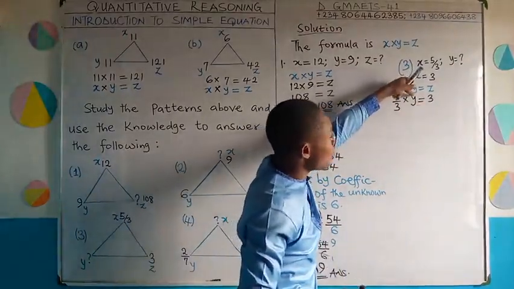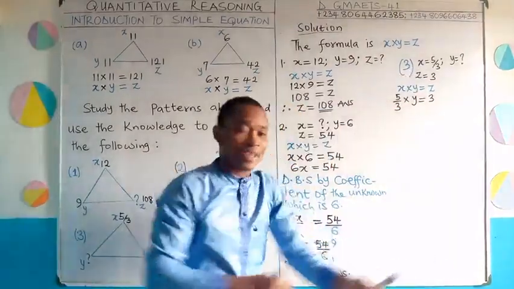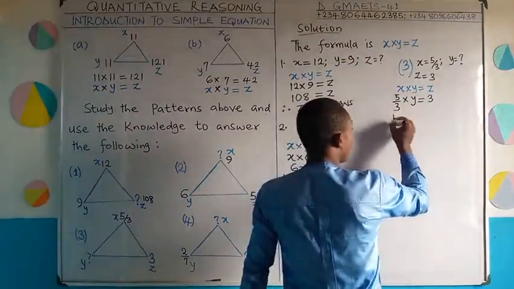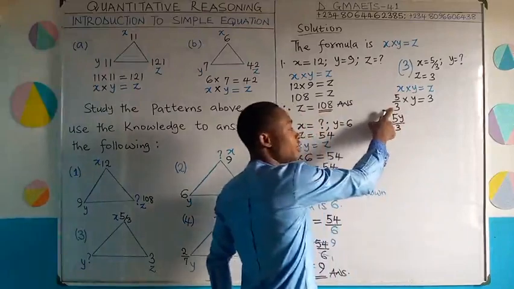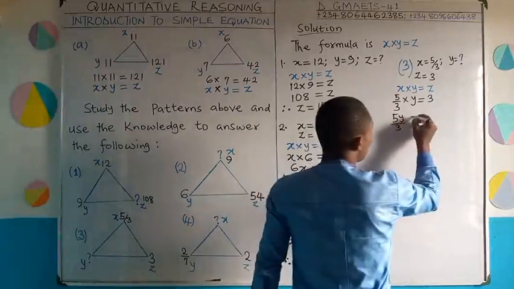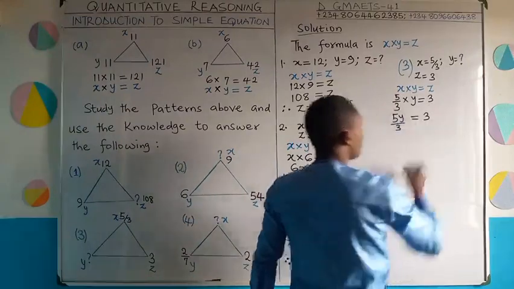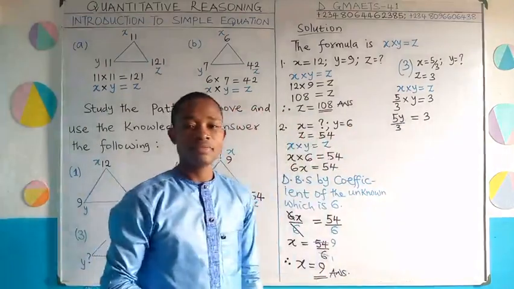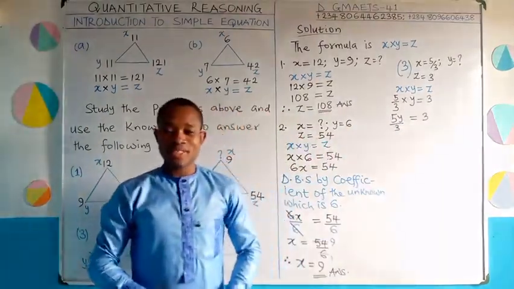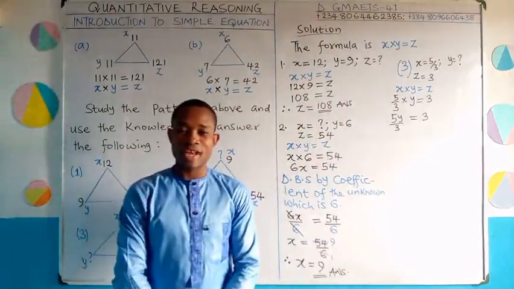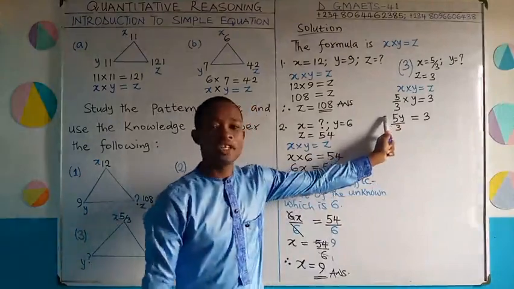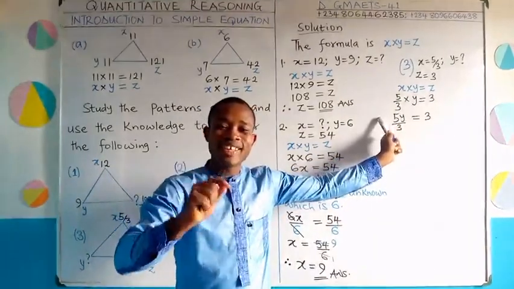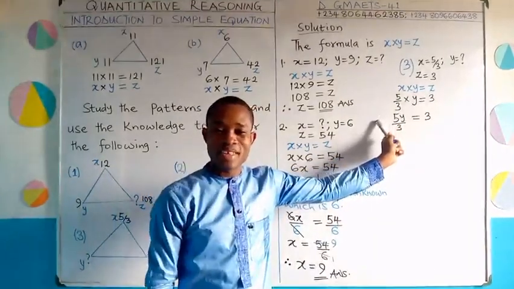So 5 times y will give us 5y all over 3. Remember, in the denominator you have 3. And that will be equal to, you come here, you put down your 3 on the right hand side. Now, did you notice that we have a single fraction now on the left hand side? And on this fraction that we have here, the unknown, which is y, is a numerator.